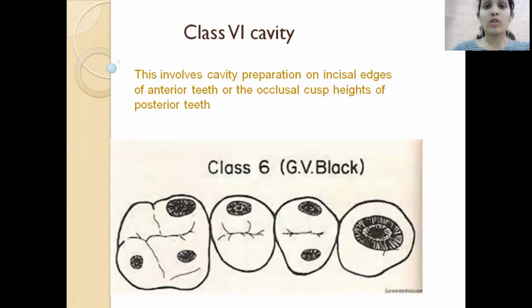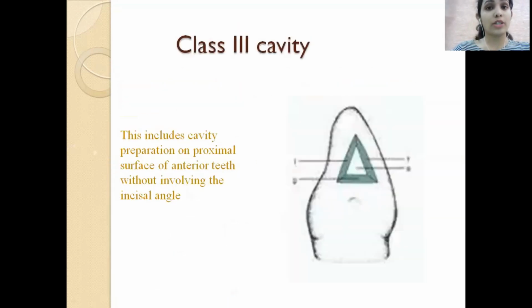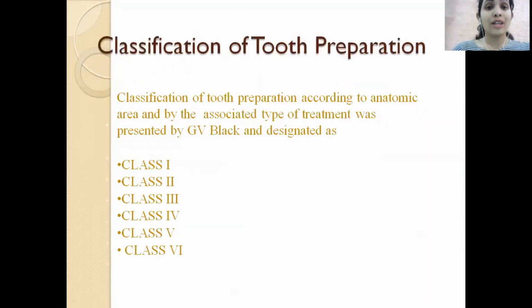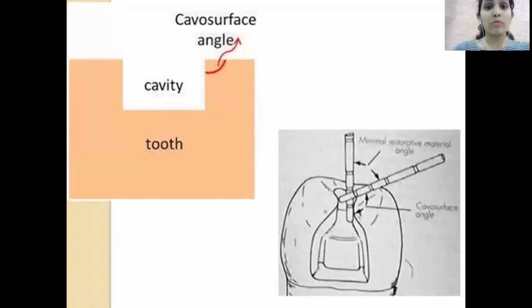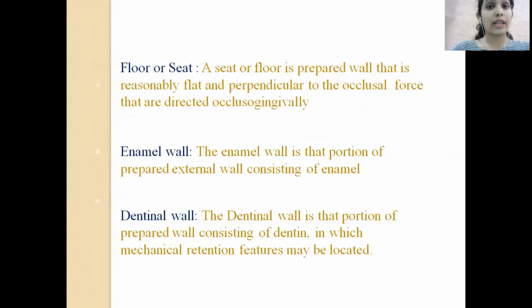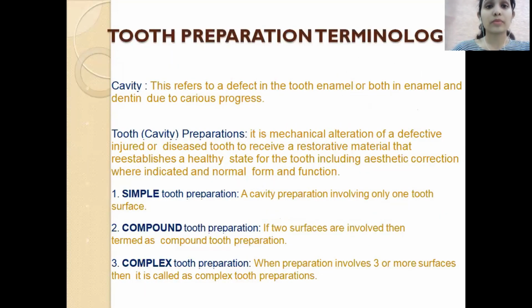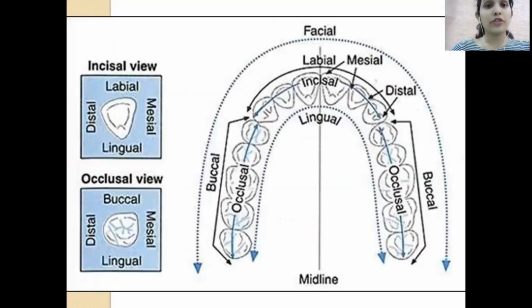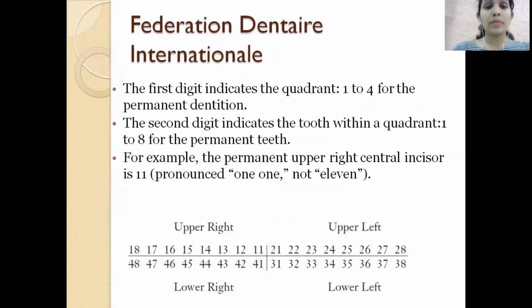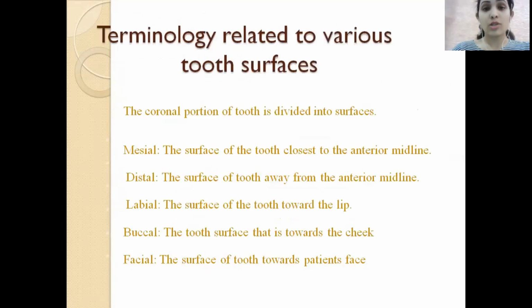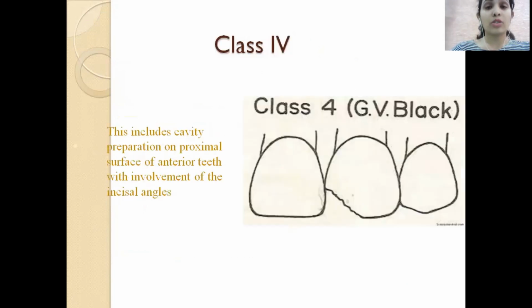So this was all about the nomenclature and terminologies of tooth preparation. The classification is very important. Then the line angles and point angles are very important for exam purposes, and the definition of tooth preparation. Plus the Zsigmondy-Palmer system and the Federation Dentaire Internationale system, every dentist should be thorough with them. So that was all about the nomenclature.